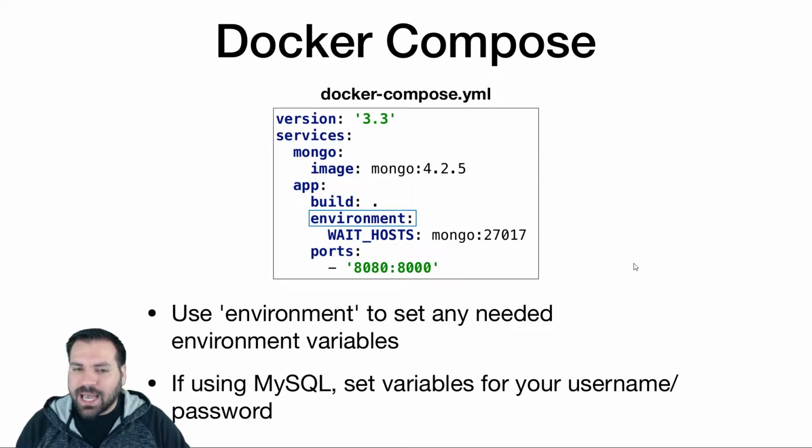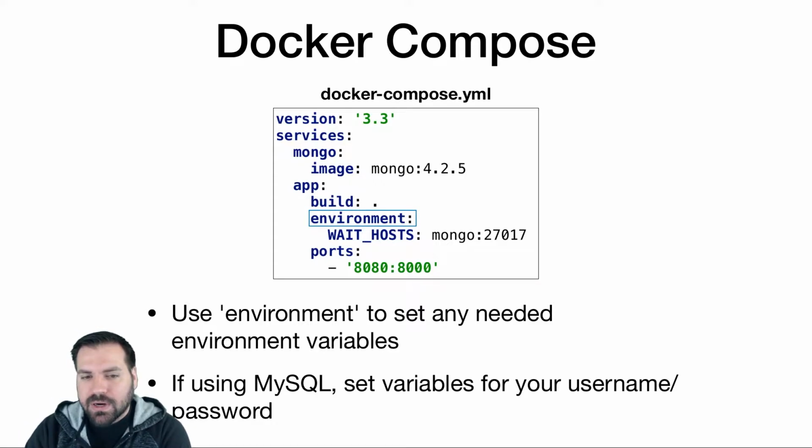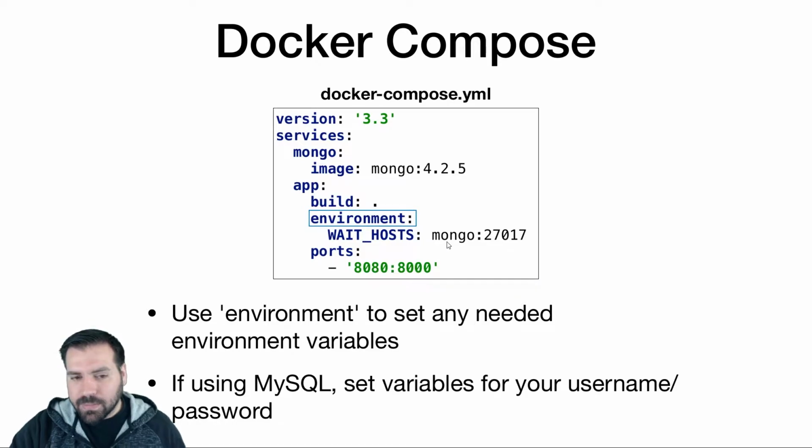Environment, this is going to set any environment variables that you need. So I'm setting one environment variable here. If you need any more environment variables, this is how you can set them inside a specific image. Anything that you have here is going to be the name of the environment variable and then the value of that environment variable. So I'm setting the environment variable WAIT_HOSTS to mongo:27017.